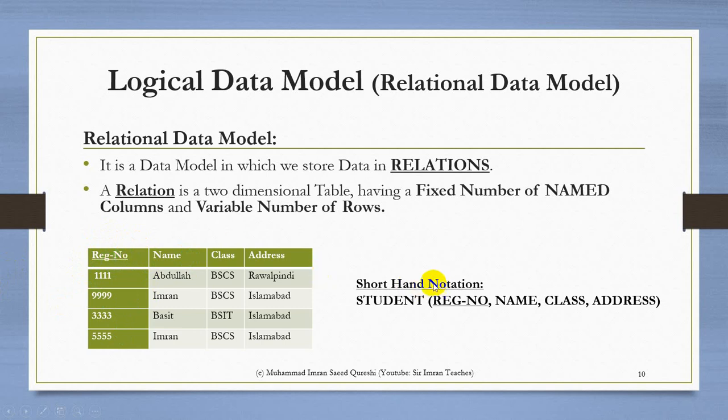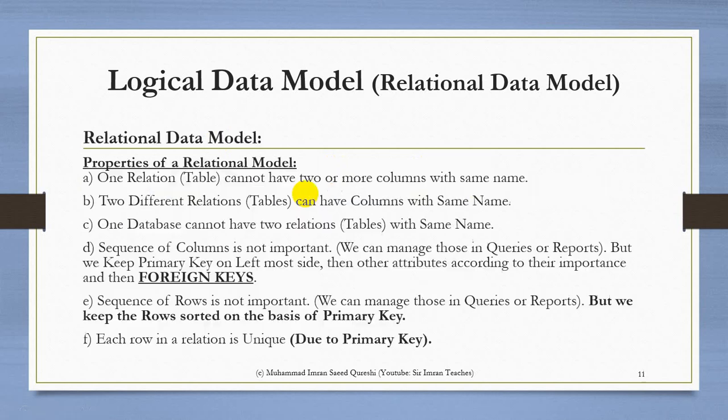So this is how we represent an entity class, or a relation. The shorthand notation is, we write down the table name, that is student, and in the brackets we write down all the names of the attributes, right? So we had 4 attributes: reg number, name, class, and address, and this underline shows that reg number is the primary key. So again, in the relational model, we keep data in relations, and a relation is a two-dimensional table. It has a few properties, so let's think about those properties.